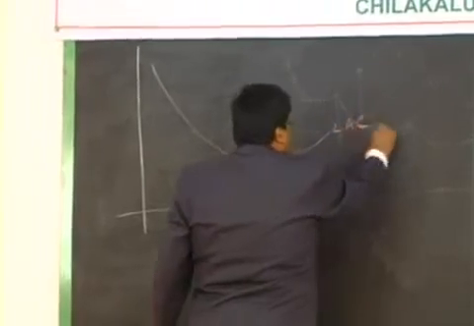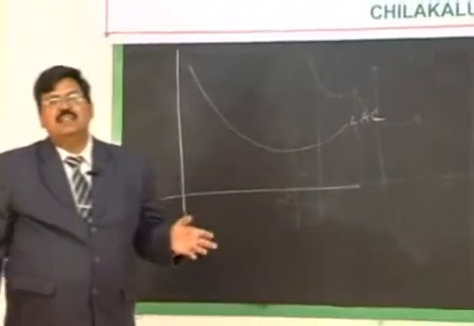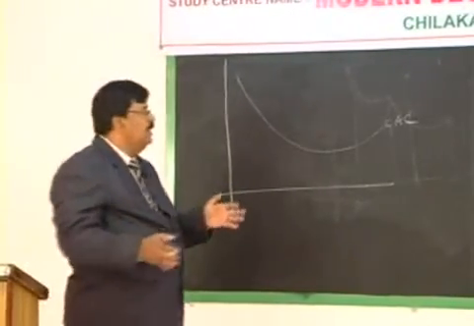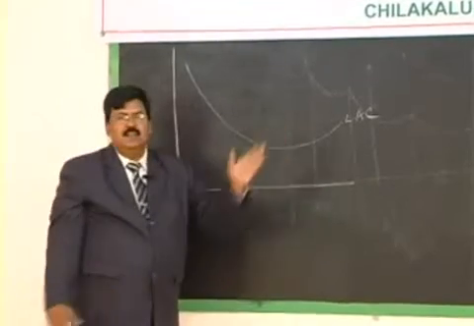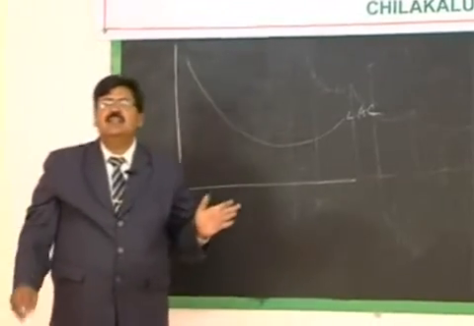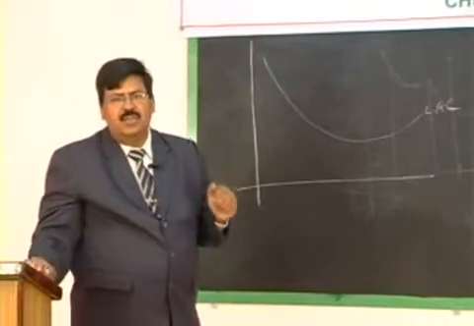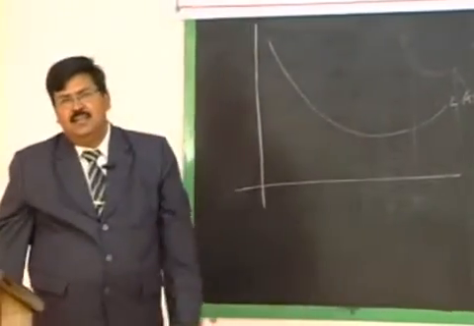This is LAC. Look at the shape of LAC. It is also U-shaped, just like SAC, but the U shape is less pronounced here. It is more flat compared to short-run average cost. Long-run average cost is more flat. The U shape is less pronounced. We will see the reasons for the curvature of LAC later.